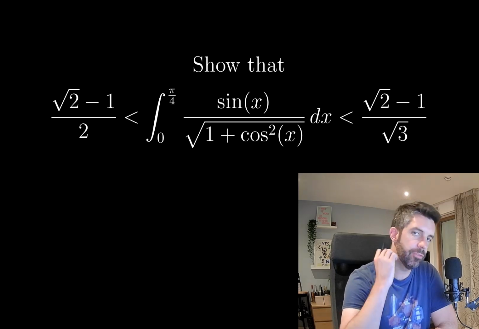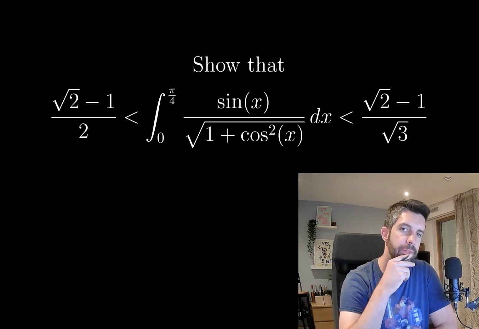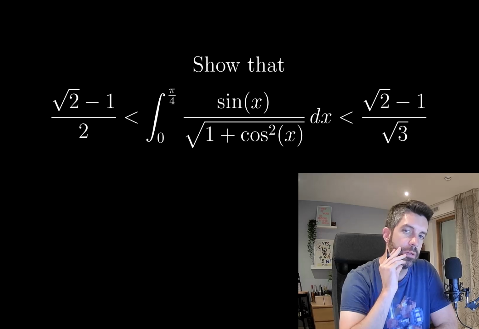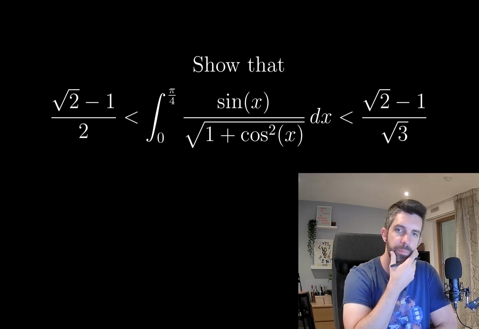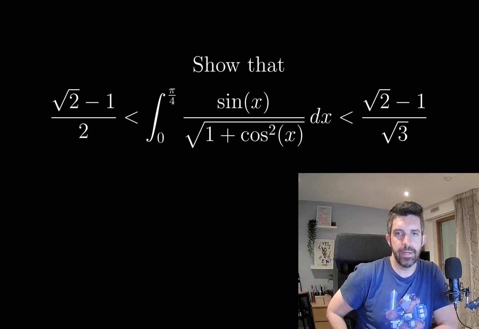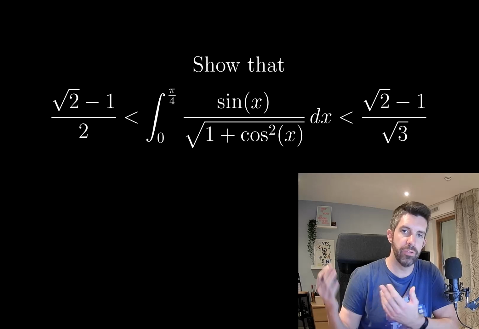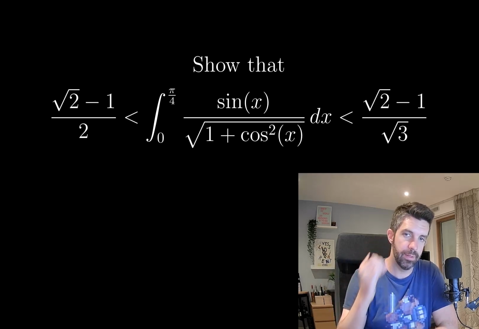So my first instinct here is that we're probably not going to be able to integrate completely whatever we're given here, although maybe I'm wrong. We'll probably use some trig identities to manipulate the integrand and then basically put bounds on the integrand.